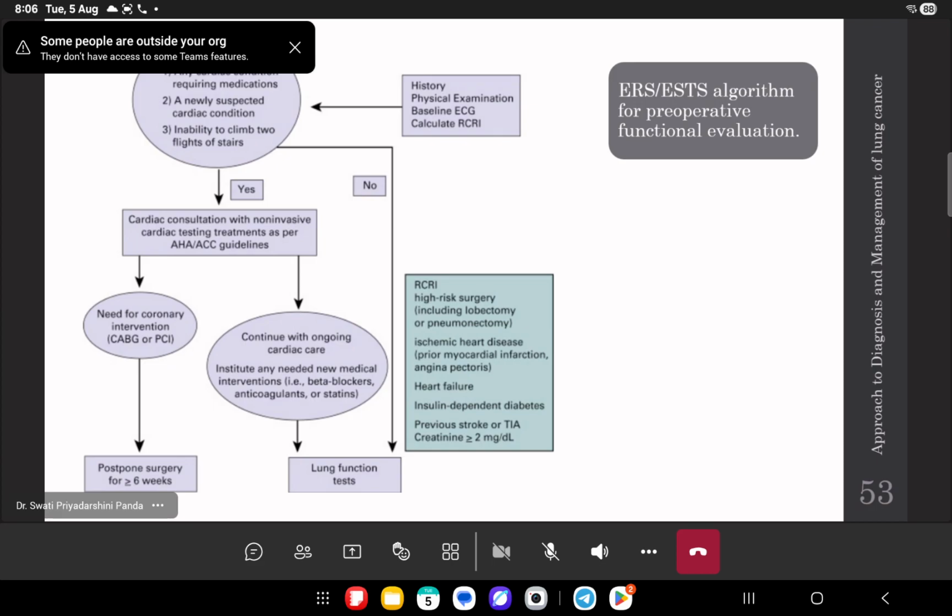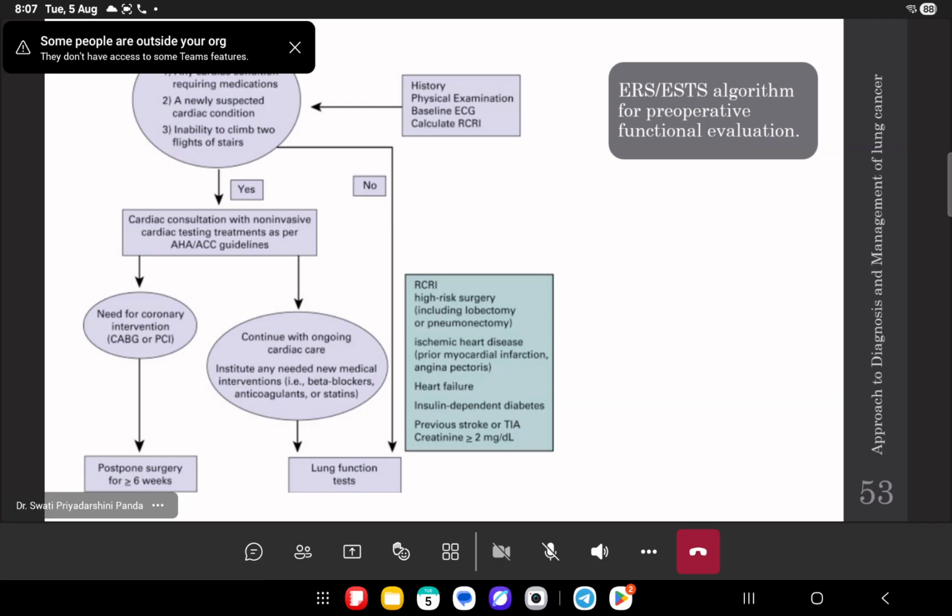So this is the overall guide, the ERS algorithm for preoperative functional evaluation, which includes RCRI more than two or any cardiac condition requiring medication, a newly suspected cardiac condition, or inability to climb 2 flights of stairs. If it is no, then lung function test is to be done. If it is yes, then cardiac consultation with non-invasive cardiac testing and treatment as per the AHA guideline should be done.